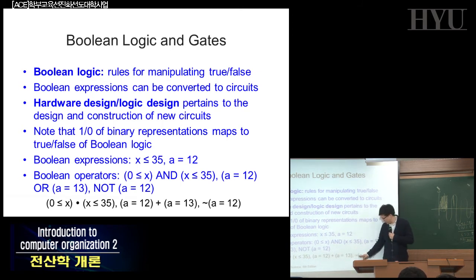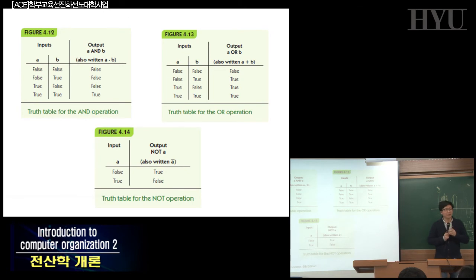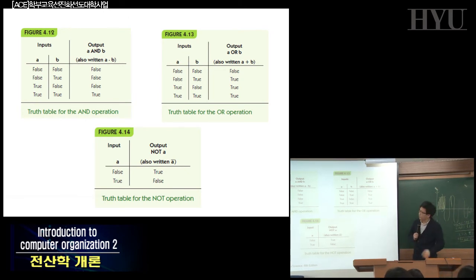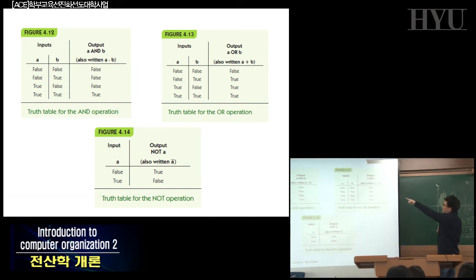This wave-looking symbol is negate, not. So you can build a table like this. It's quite easy to see, right? AND gate, Boolean operations: or, and, not. Straightforward.